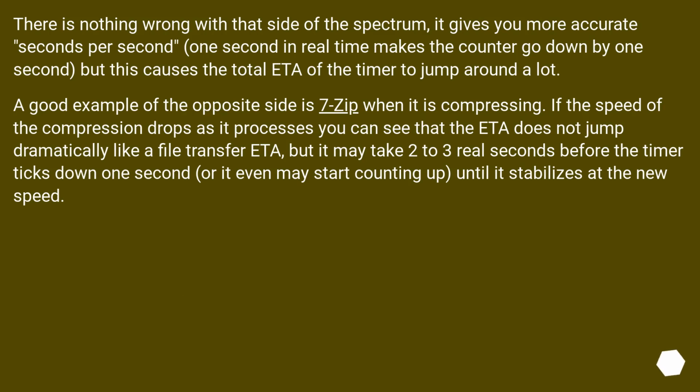A good example of the opposite side is 7-zip when it is compressing. If the speed of the compression drops as it processes, you can see that the ETA does not jump dramatically like a file transfer ETA, but it may take 2 to 3 real seconds before the timer ticks down 1 second, or it even may start counting up, until it stabilizes at the new speed.